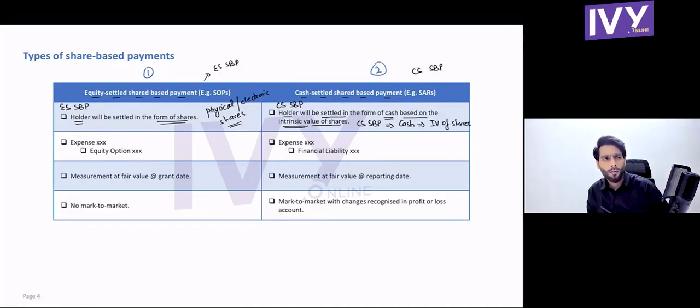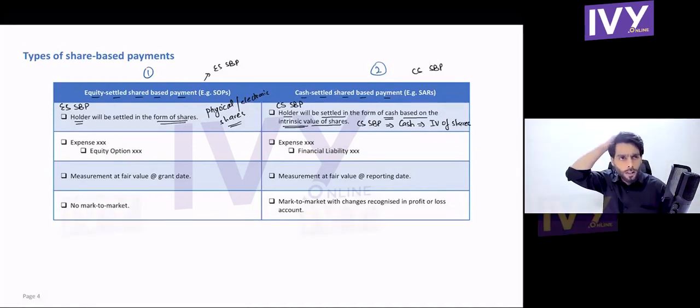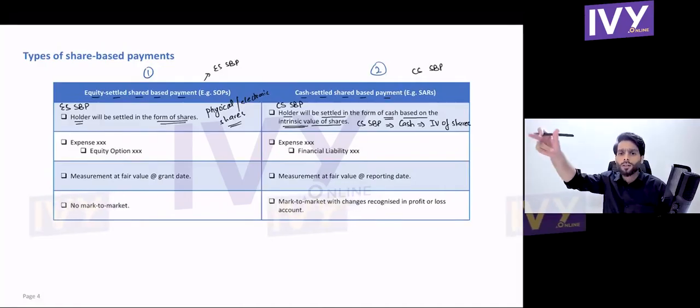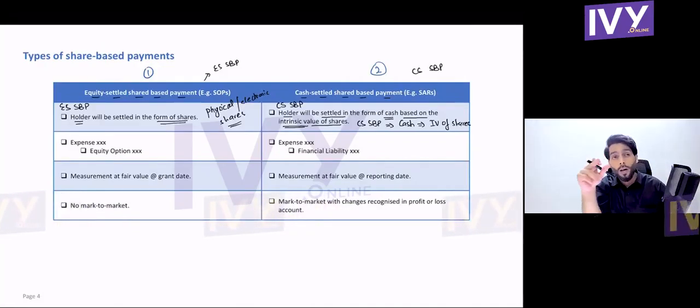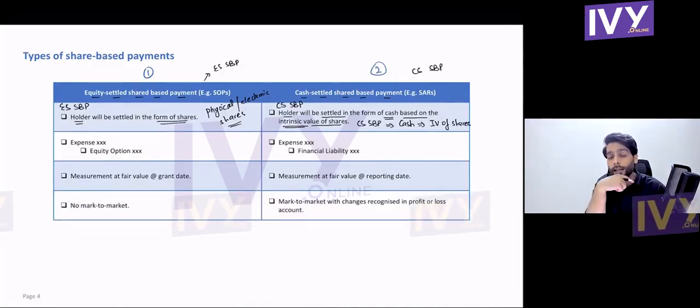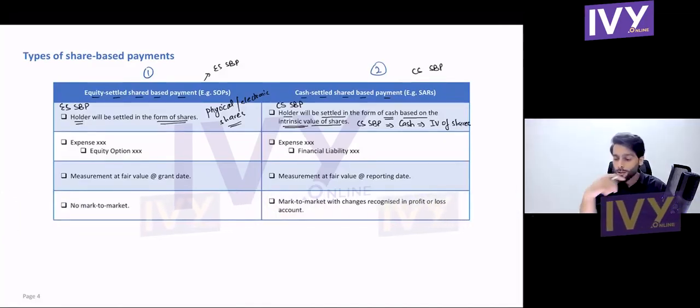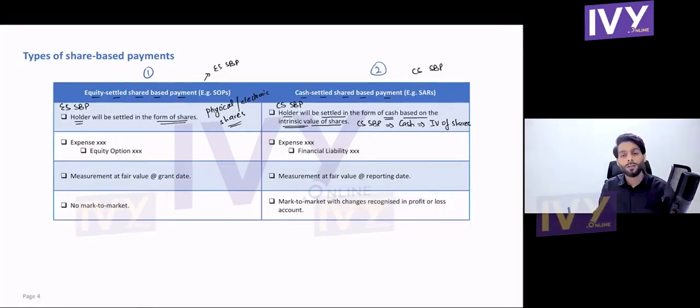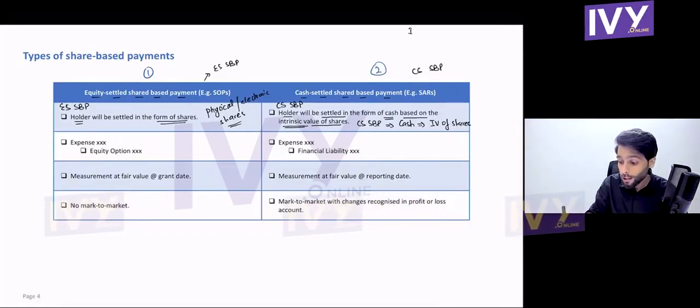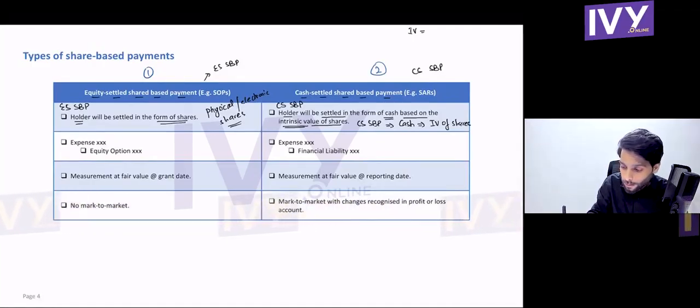Sir, we don't understand why would the holder be settled in cash. Okay, we remember the definition said if the cash is based on the value of shares, it is also a share-based payment. Okay, we get it. Sir, but why intrinsic value? You see, you remember what was the formula of intrinsic value? Intrinsic value was fair value minus exercise price.